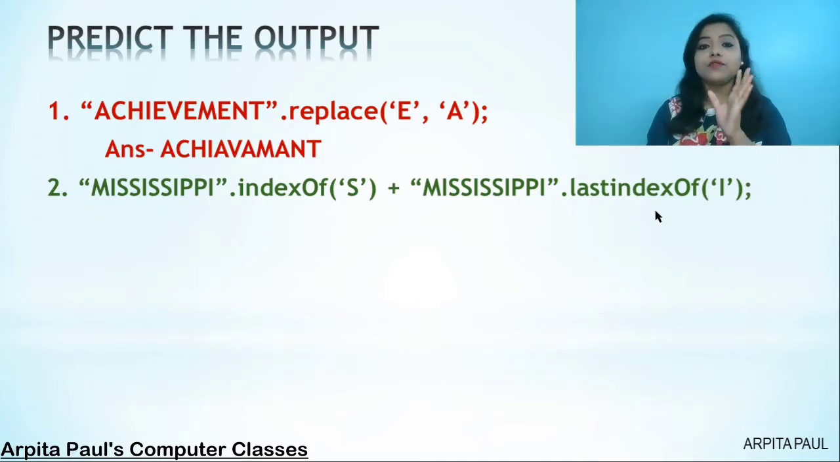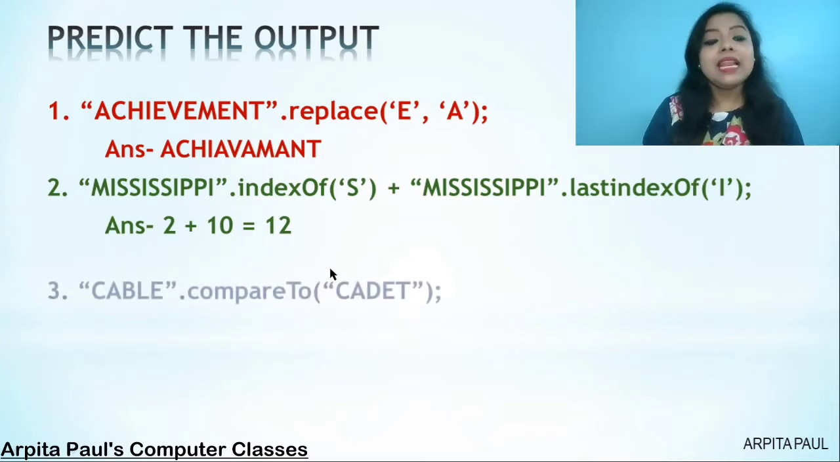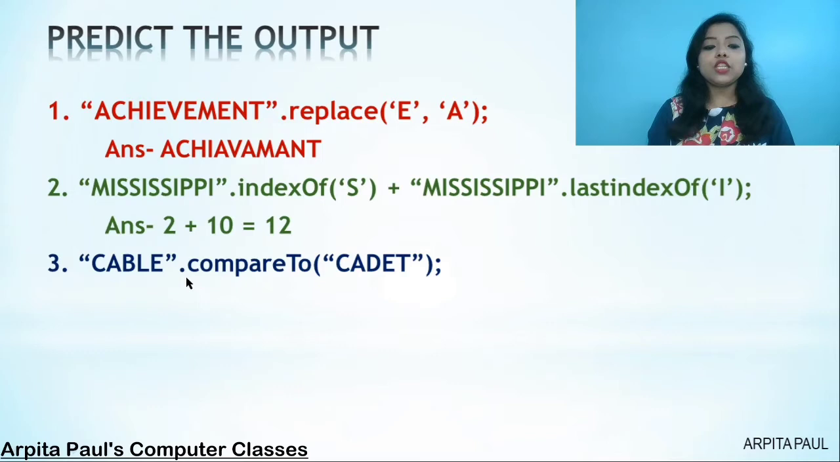Plus "Mississippi".lastIndexOf('I'). The lastIndexOf string method returns the last occurrence of the specified character. Starting from 0: 0, 1, 2, 3, 4, 5, 6, 7, 8, 9, 10. So at the 10th index I is occurring last. So from here we are getting 10. So 2 plus 10, 12 will be the answer. This is the answer and this you have to write. Okay, this is how you have to take out the value. Basically, you should learn all the string methods properly, by which you will be able to answer all these objective types. Let's move on to the third one.